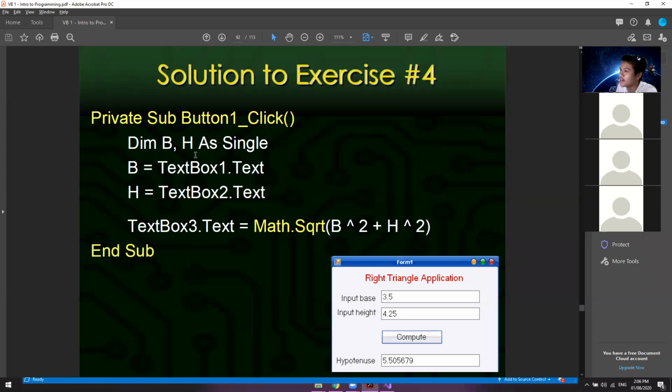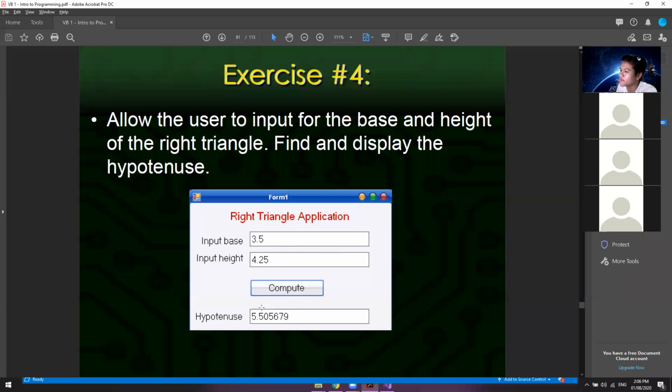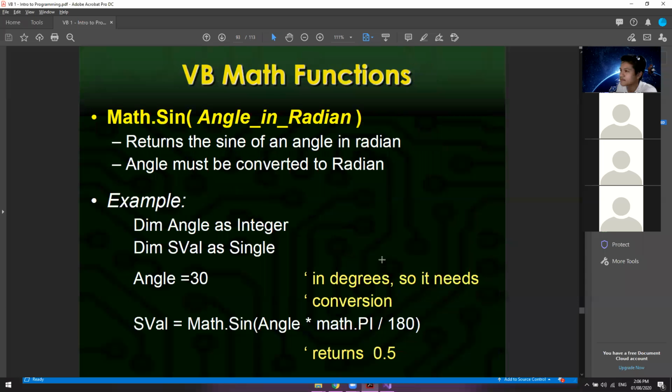So, gagawin nyo lang, maglagay lang kayo ng dalawang text box, which is B and H. So, ito na yun, yung mga value nila. B and H. TextBox1 will go to B. TextBox2 will go to H. Then TextBox3.Text, ito na yung result. So, Math.Sqrt of B squared plus H squared, para makuha nyo yung hypotenuse.